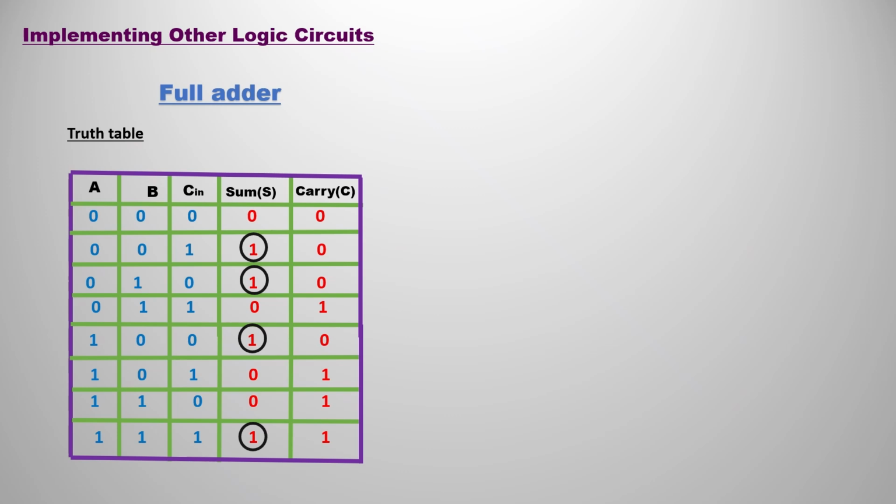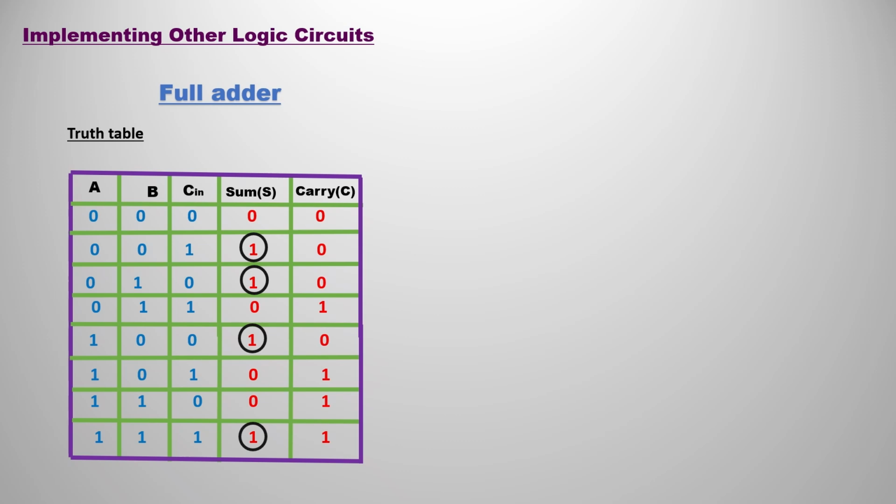I forgot to mention that the first application, code conversion, is very important, and the second application is also very important, that is implementing other logic circuits. With the help of decoders we can implement any other logic circuits. So first let's see how to implement the full adder circuit with the decoders.